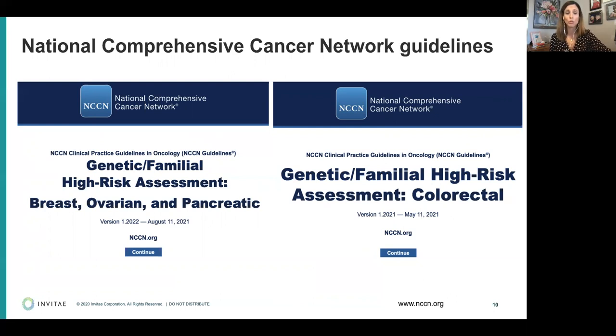So for example, currently all individuals with ovarian and pancreatic cancer can benefit from germline genetic testing. Patients with early onset breast, endometrial, or colorectal cancer can benefit from testing, as well as individuals who might have striking personal or family histories of breast or ovarian cancer.